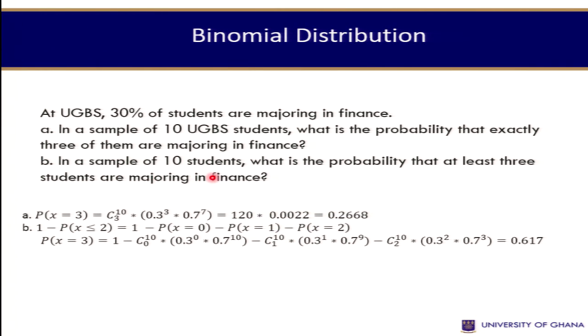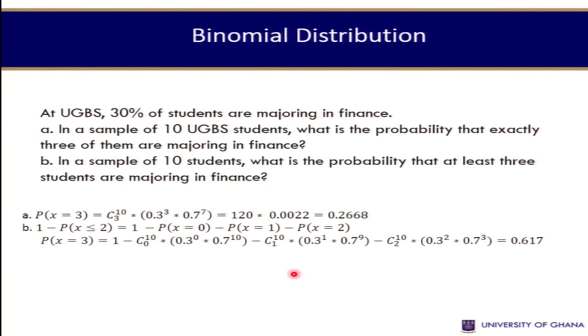In the second part of the question, we are being asked that in a sample of 10 students, what is the probability that at least 3 students are majoring in finance? We learned from linear programming that if we say at least 3, then we are looking at 3 or more. At least 3 can be rewritten as the probability that x is greater than or equal to 3.